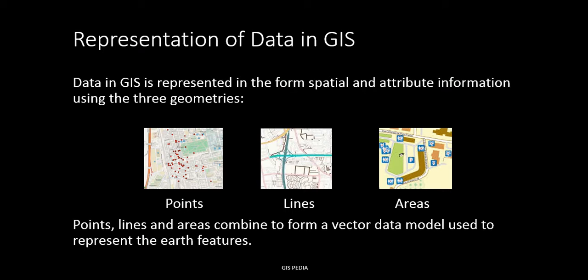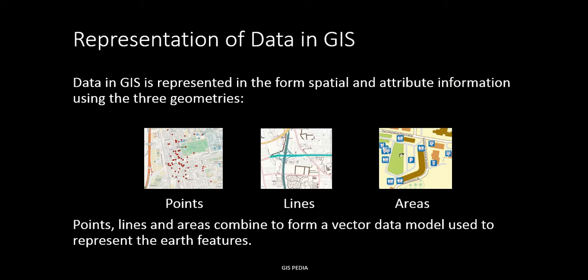How do we represent data in GIS? Actually, in GIS, data is represented in the form of spatial and attribute information using three geometries, that is, points, lines, and areas. Point features can be used to locate a village, city, town, or a country. We can also represent a population density map and identify the patterns by using a point map.